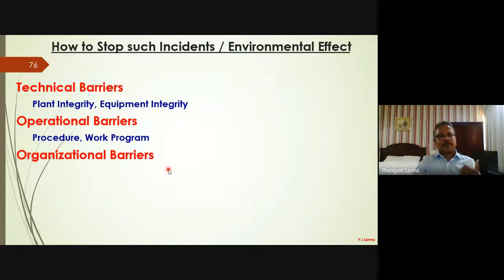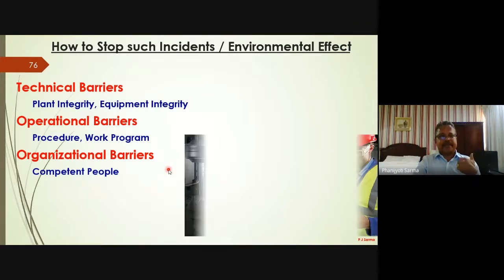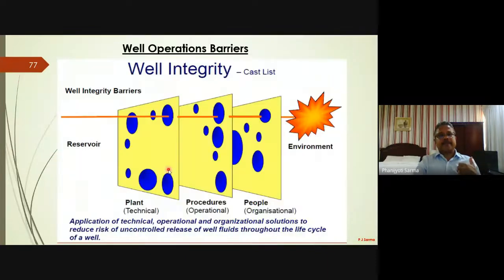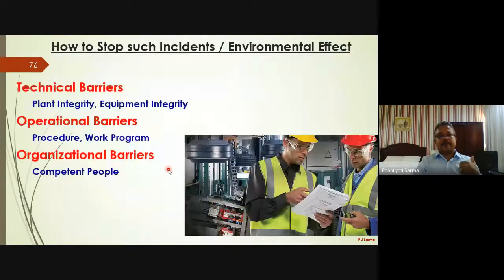And the third one is the organizational barrier. So what is the organizational barrier? It is competent people. So we need to deploy the competent people, the right people in the right place. They are trained. They know how to do the job, how to check the equipment, how to operate the equipment, and how to follow the program. And if all these are taken care of, then no incident will happen.